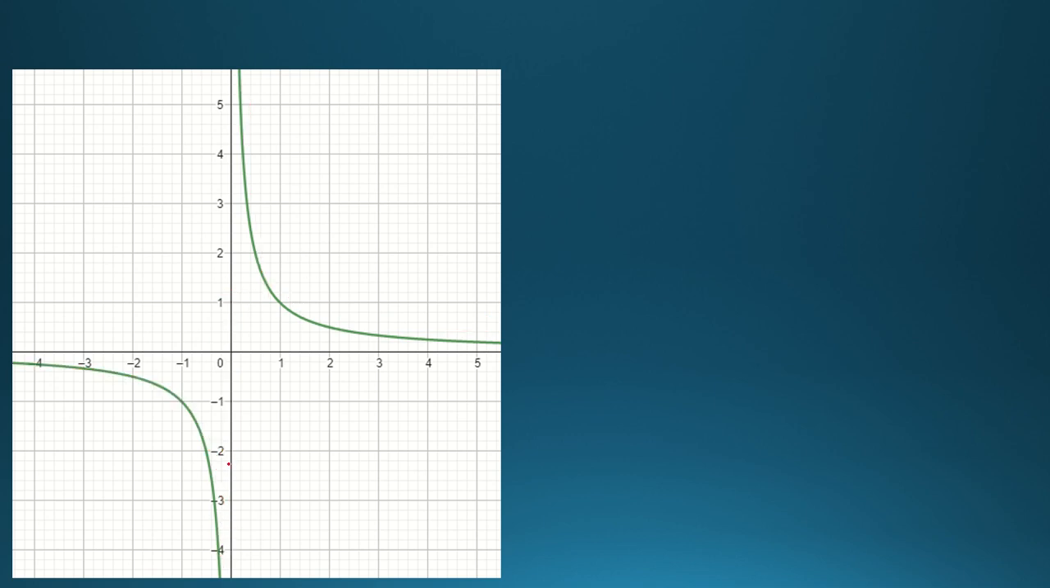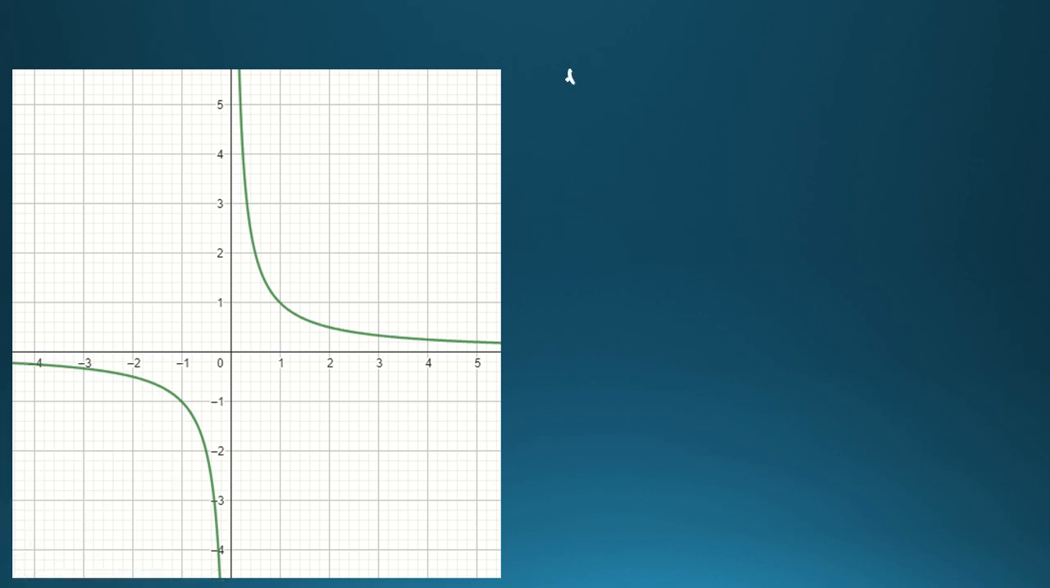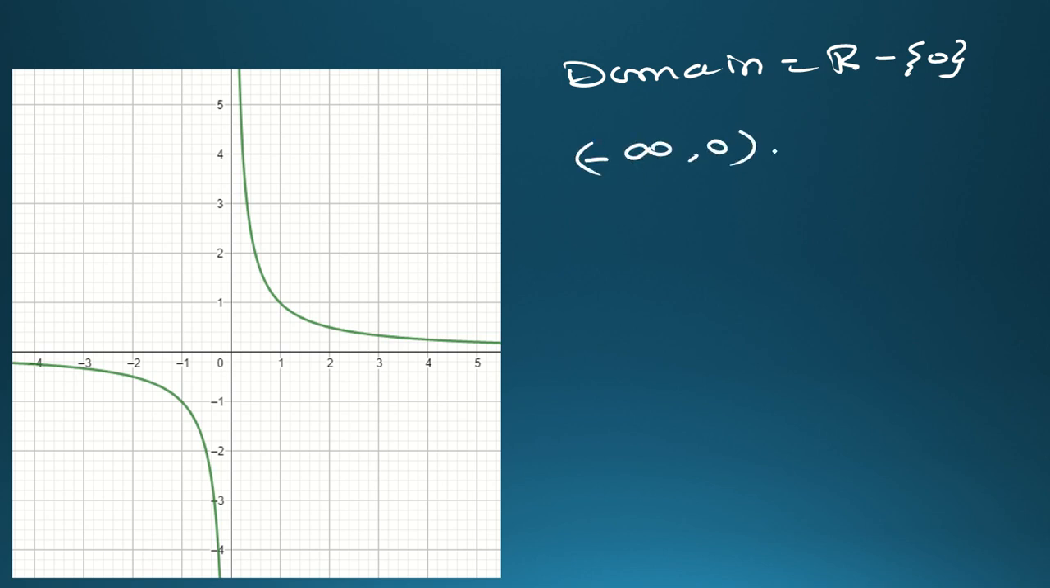Okay, so its domain will be what? Its domain will be all real numbers except 0. Except 0 means R minus {0}. Okay, like this you can write here, or you can write like this also: minus infinity to 0, open interval, union 0 to infinity. Like this, 0 will not be counted in this.